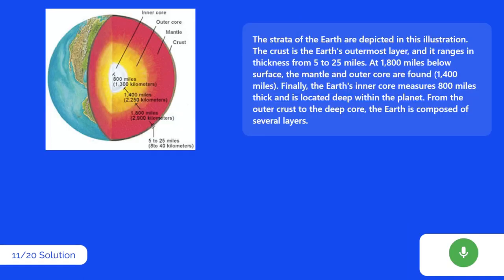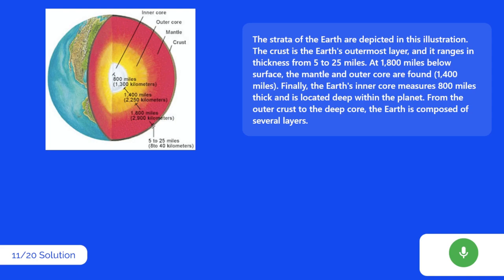The strata of the Earth are depicted in this illustration. The crust is the Earth's outermost layer, and it ranges in thickness from 5 to 25 miles. At 1,800 miles below the surface, the mantle and outer core are found, 1,400 miles.